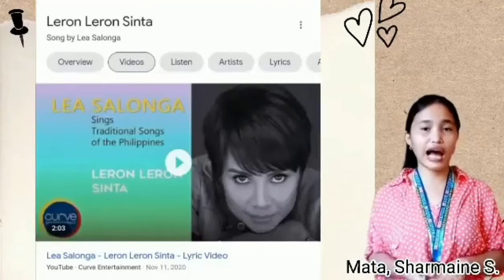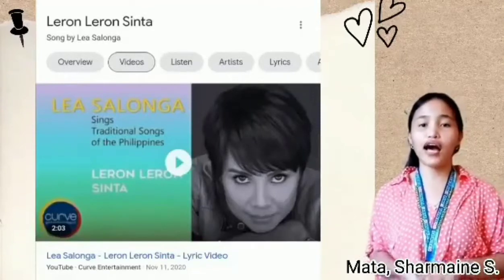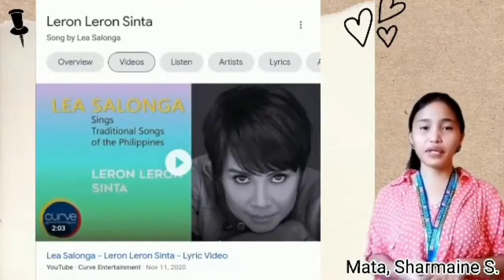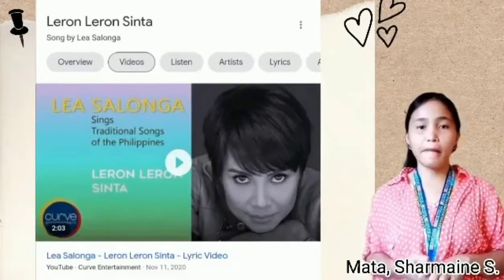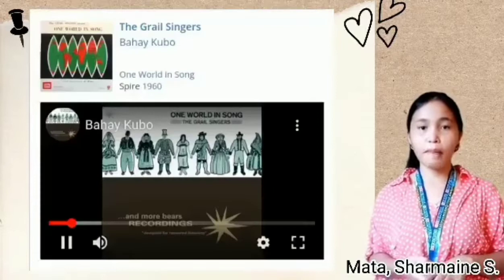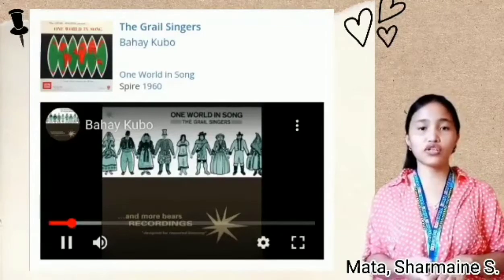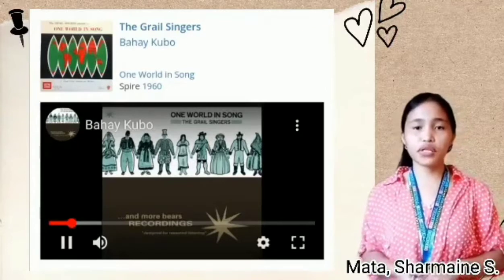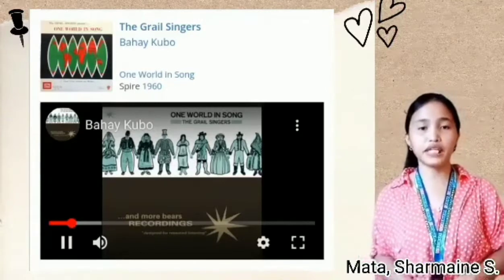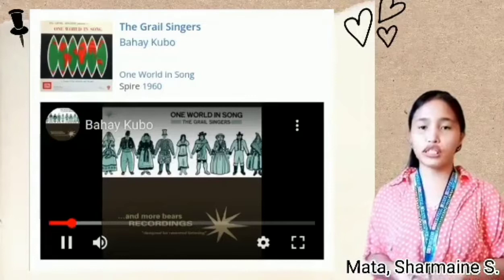Examples of songs where you can recognize tempo are Leron Leron Sinta, a song by Lea Salonga with a slow tempo of 100 beats per minute. It can also be used in double time at 200 beats per minute, which means very fast. Bakay Kobo is a song by the Grail Singers with a tempo of 157 beats per minute. It can also be used in half time at 79 beats per minute or double time at 314 beats per minute.